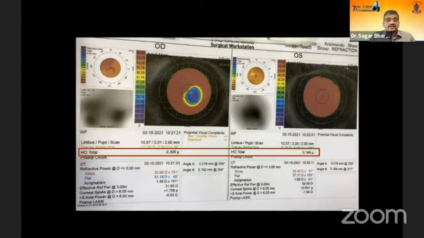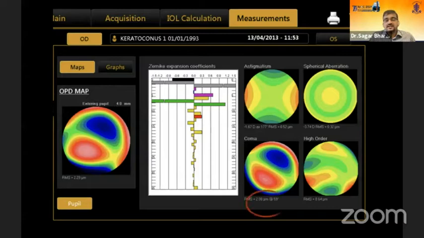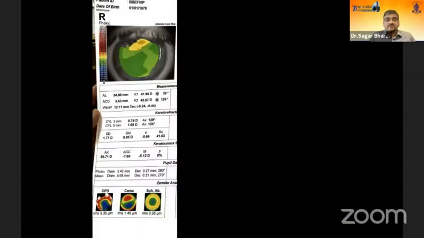Here you can see in the right eye, it shows higher order aberrations around 0.3, and in the left eye it's around 0.16. And this is in the right eye. There you can see a decentered ablation which is causing this. And again, this is not a good candidate for this procedure. This is Aladdin. Again, it gives you these values, RMS at higher order, and the coma. Again, this is basically a keratoconus and not fit for the procedure.